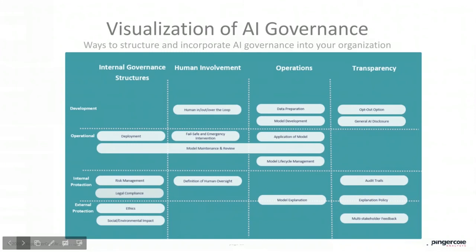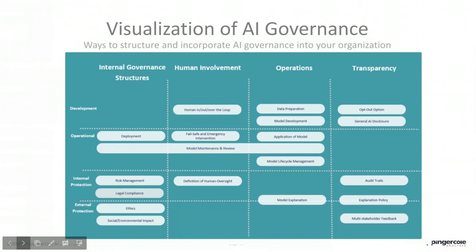So this visualization can also translate to the major questions that organizations should ask to get started with strong AI governance. So thinking about the internal governance structures, you should be asking who is responsible for overseeing the deployment, model maintenance and review, internal risk management, legal compliance, ethical implications, and social and environmental impact of the AI model.